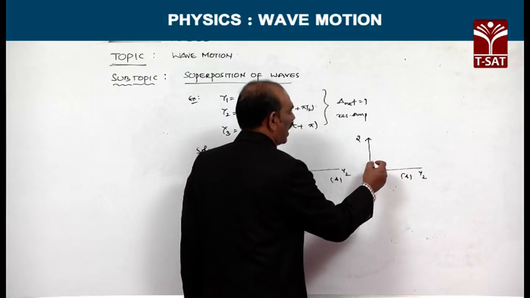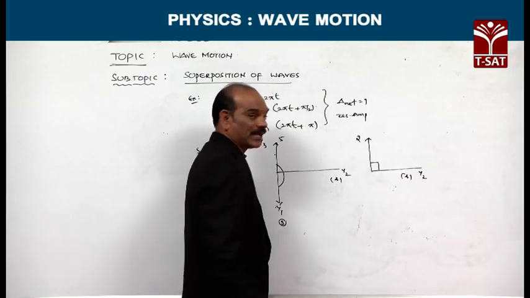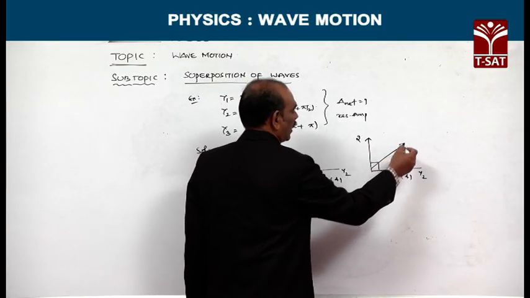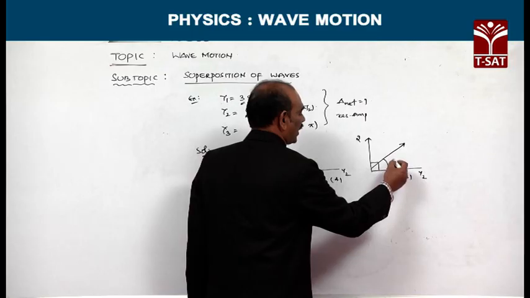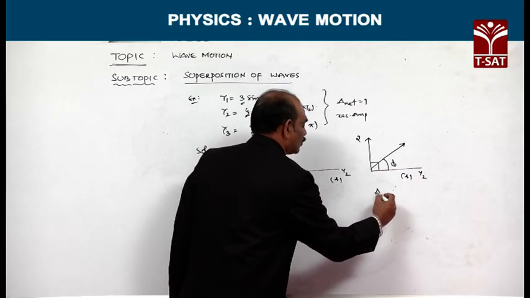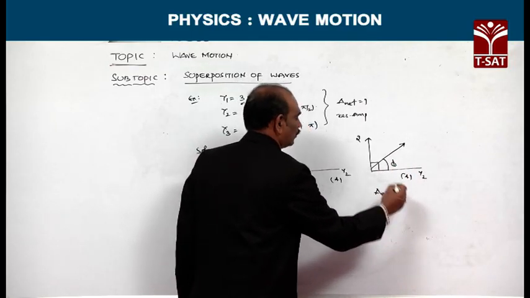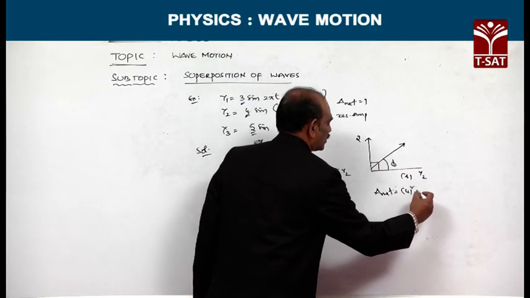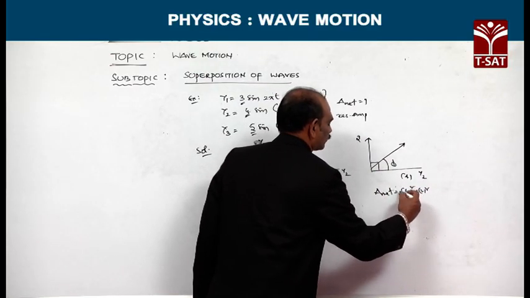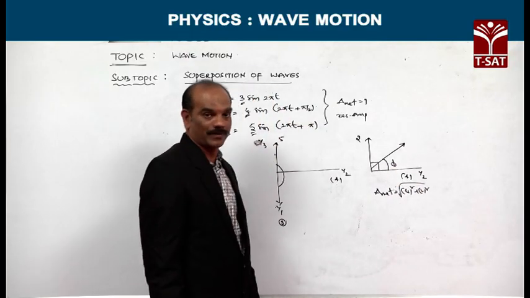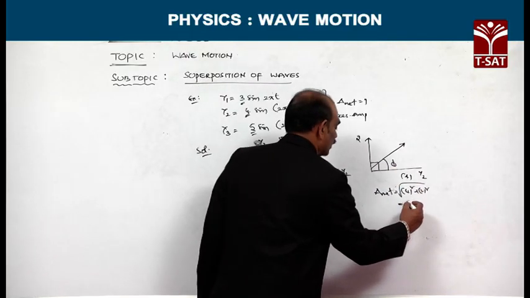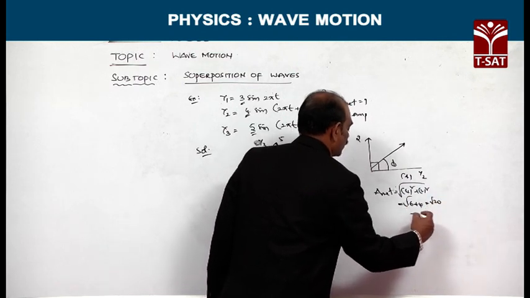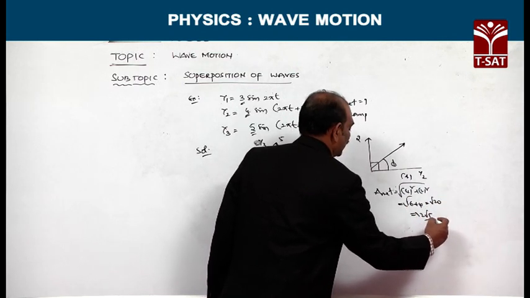These 2 and 4 are at an angle of 90 degrees. The resultant of these two acts along this direction, which makes some angle phi. So the resultant amplitude is A net equivalent to under root of 4 square plus 2 square, as the angle between these two is pi by 2 radians. So 16 plus 4 is equivalent to root 20, which is 2 root 5, the net amplitude.